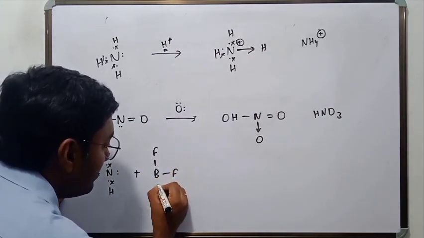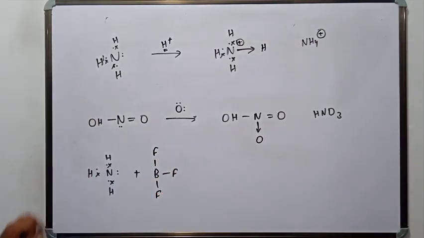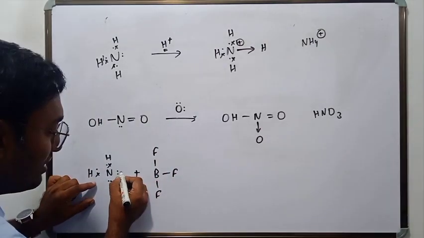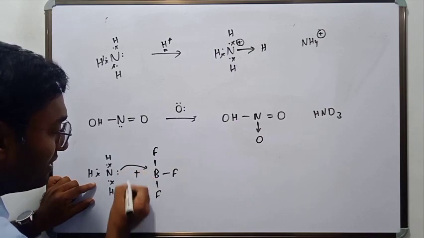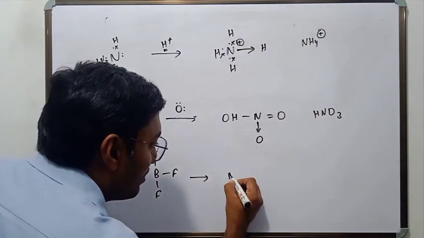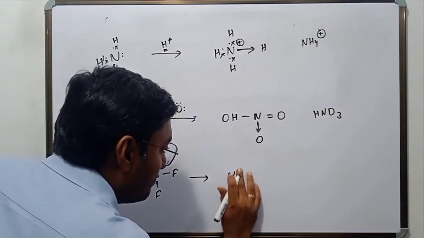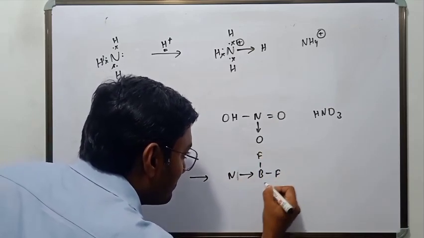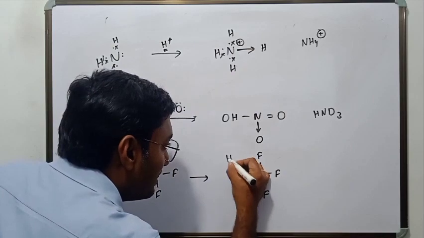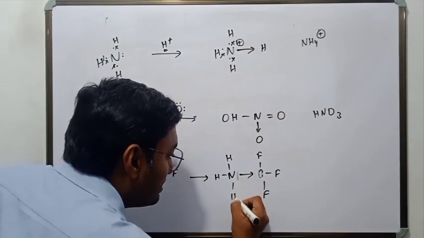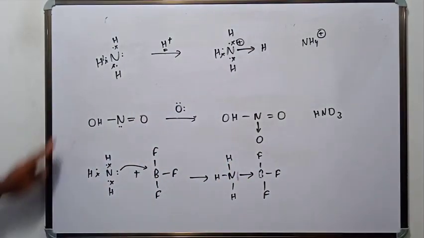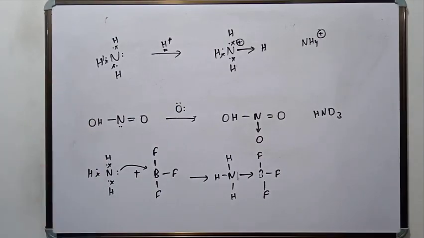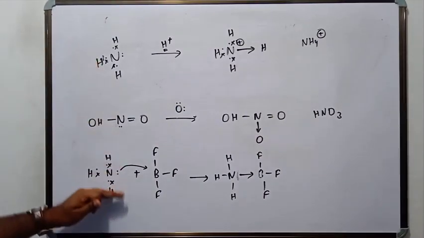This is BF. Okay, now what can happen? Yes, nitrogen can donate, and what we get here? Now we get something like this, right? So these are all coordinate covalent compounds. All of these are coordinate covalent compounds.